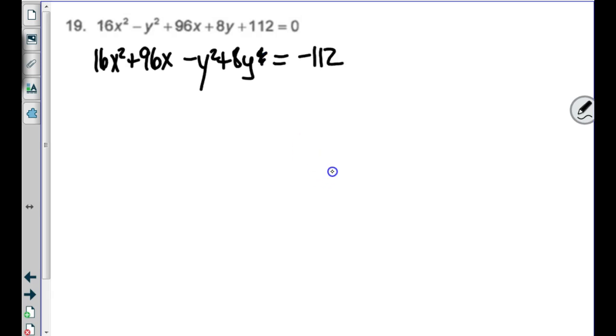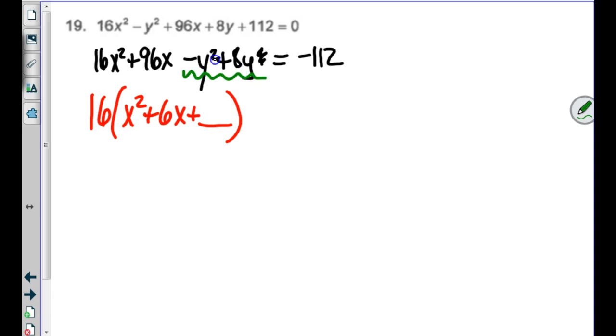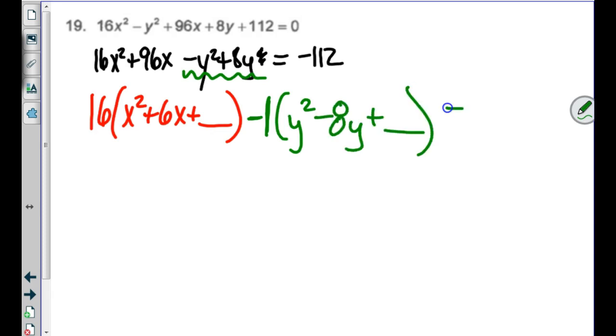What do you think we're going to have to factor out of the x's? Okay, that wasn't too bad. 96 divided by 16 is 6. But here's where it gets tricky. What are we going to have to take out of the y's? 5. Nope. We want a y squared in the parenthesis. Yes. Does everybody see what I'm talking about? We can only complete the square when we have 1 x squared or 1 y squared. So we need to take a negative 1 out of those. What does that do to the 8y? Minus 8y. Do you see where that gets a little tricky?